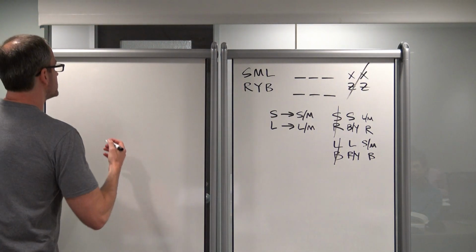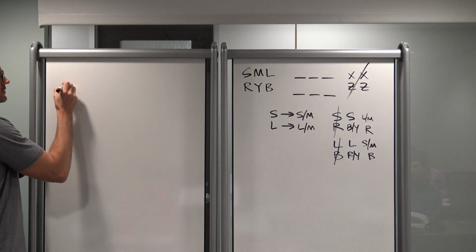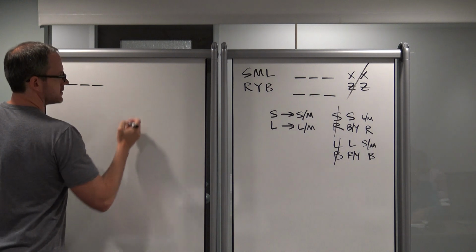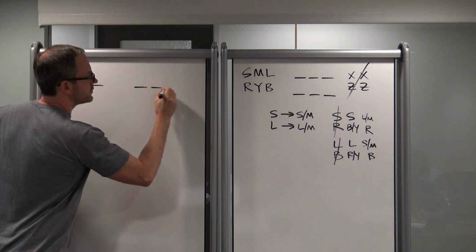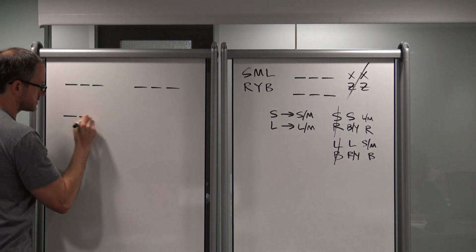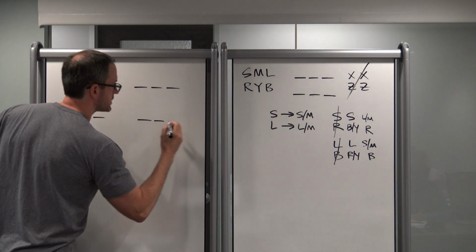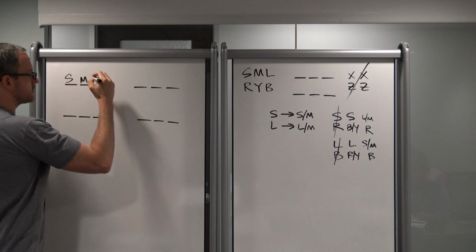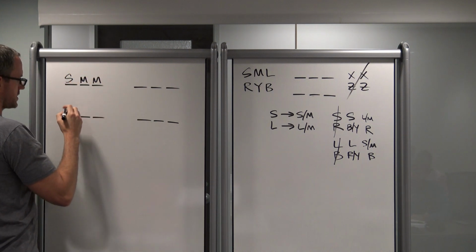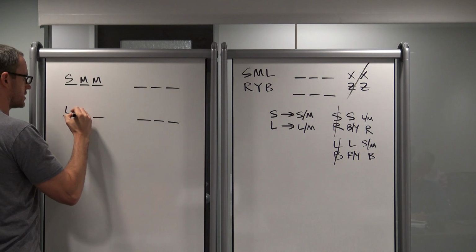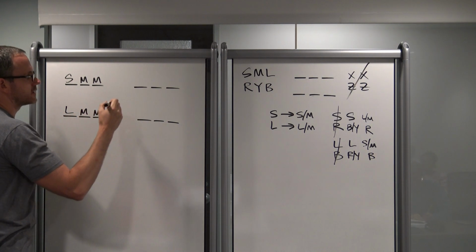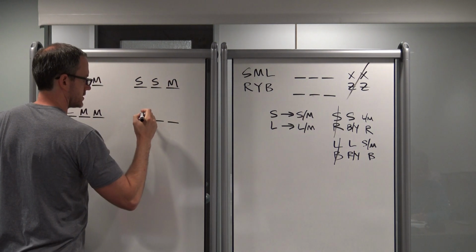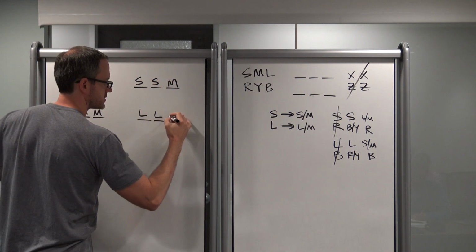Okay, so I would go ahead and do 4 worlds, and I would do it like this. 1, 2, 3, that's 1 world. 1, 2, 3, that's another world. 1, 2, 3, 1, 2, 3. And so we have small, medium, medium. We have large, medium, medium. And then we have small, small, medium. And then we have large, large, medium.